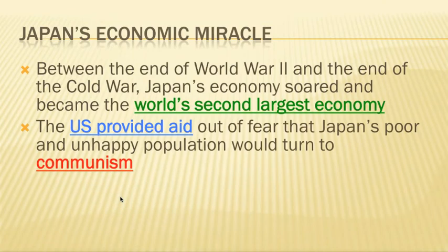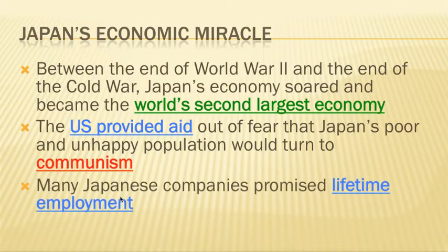The U.S. provided aid out of fear that Japan's poor and unhappy population would turn to communism. Of course, if you followed American history, you know in the 1950s and 1960s, the United States was absolutely afraid of communism. And we wanted to stop it anywhere we could around the globe. And if that meant we had to spend a lot of money to do so, we would. Good news here is Japan never turned to communism.